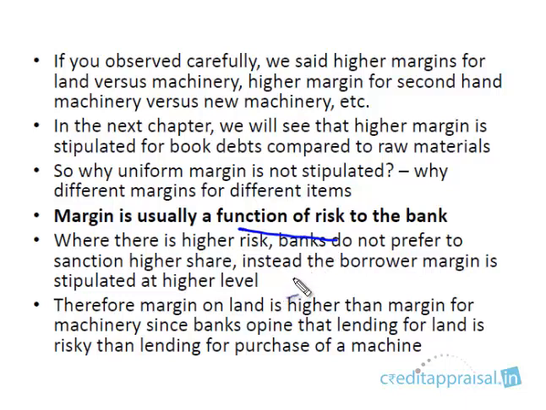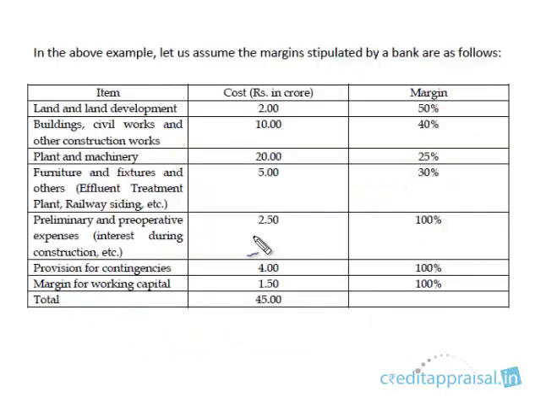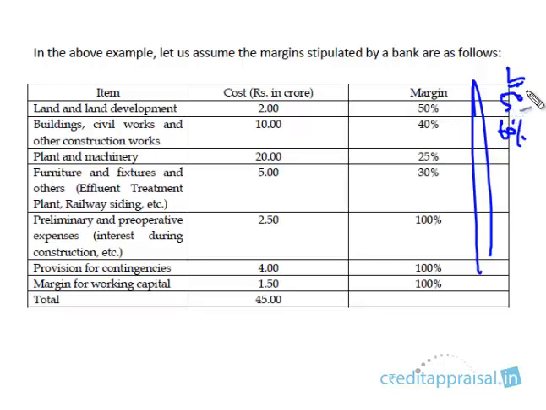Wherever there is a higher risk, the bank does not sanction a higher share. Instead, the borrower margin will be stipulated higher. So in our example, let us assume that as per the bank policy, these are the margin stipulations. For land, the bank is saying you bring in 50%, we'll sanction 50%. Whereas for civil works, it is saying we'll sanction up to 60%. 40% is the margin, and we'll sanction up to 60%. For land, we'll sanction only 50%. Then for machinery we will sanction even up to 75%. Then furniture, 70% we will sanction. For preliminary and pre-operative expenses, contingencies, margin, we won't sanction anything. You bring in your entire margin. So item by item, let us say this is the margin stipulated by the bank in our example.